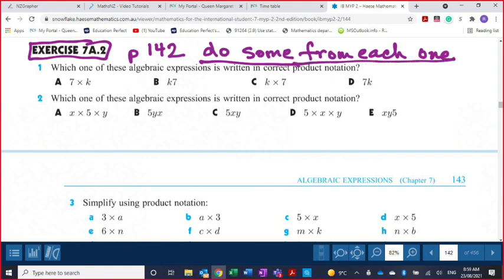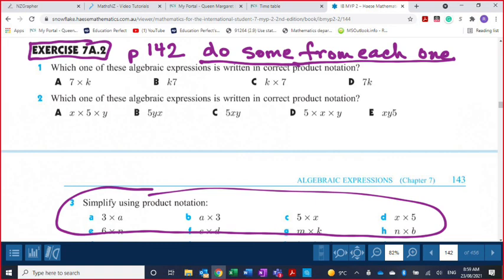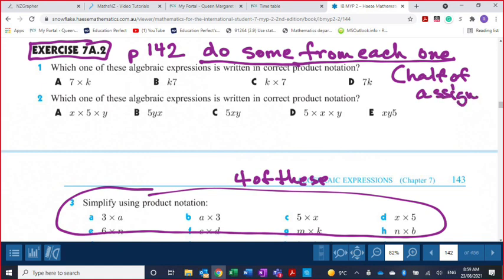So if there are 5 different questions, or here on number 3, there are, what is that? 1, 2, 3, 8 different questions. Maybe do 4 of these. Okay? So maybe half of the assignment, at least. Now, you can do all of it if you want to. Of course, you can do all of it. But if you don't need to, just do about half of it. Just get some practice with this. This is fairly simple, okay? And I don't want to take up your whole day doing these.